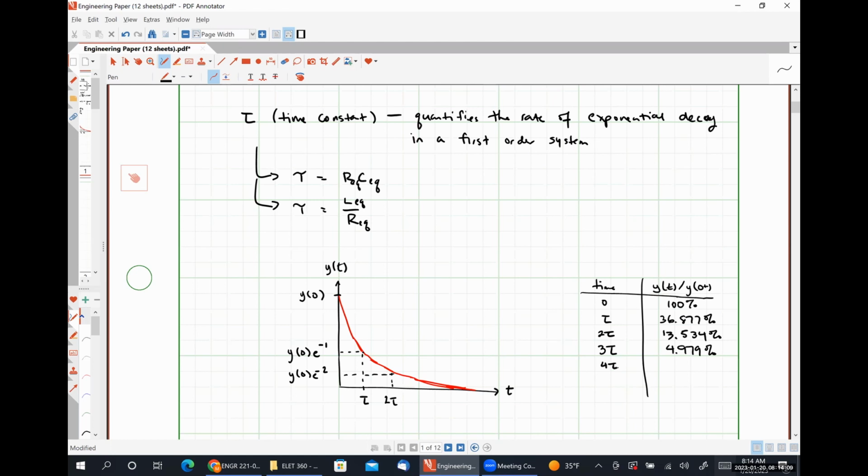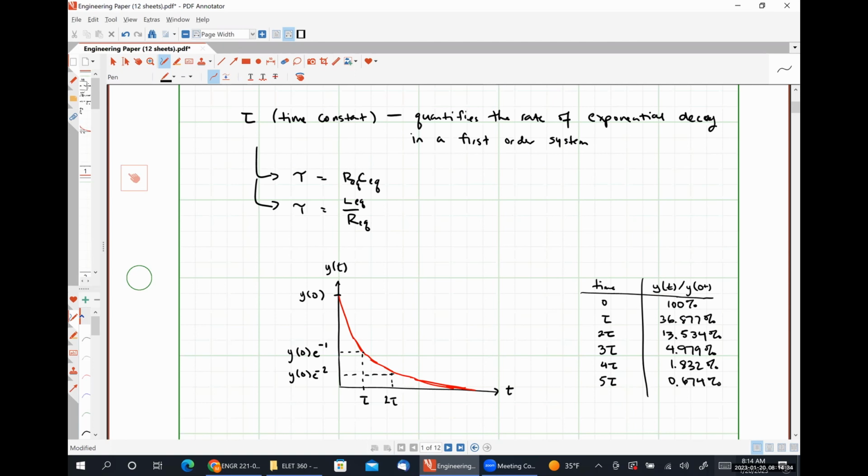In 4 time constants, we have e to the minus 4, which is 1.832% of its original value. And the last one we're going to do is 5 time constants, where we're at 0.674%.